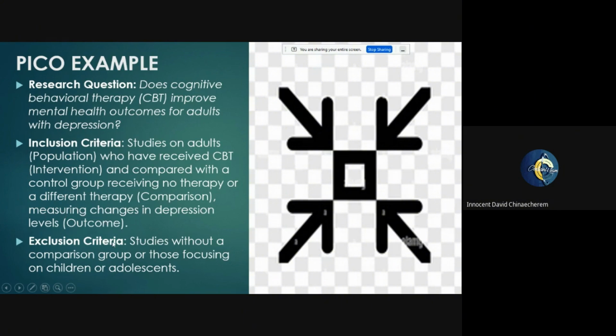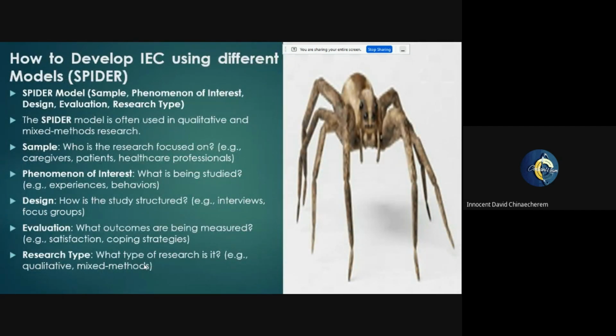So maybe in this situation, our exclusion criteria could be studies without a comparison group, or some of those studies that are focusing on children or adolescents. Now, we'll also have to take a look at another model that we identify as the SPIDER framework for our inclusion and exclusion criteria.